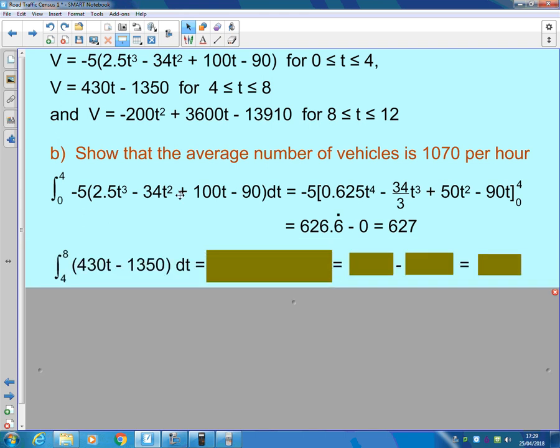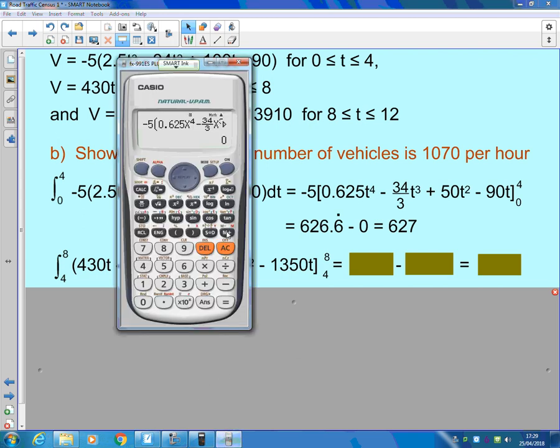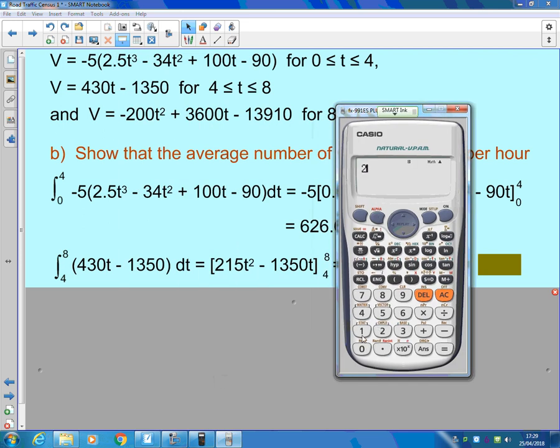Next one. Okay, between 4 and 8. Here's the equation of a line that we worked out on the previous page. So increase the power by 1, so t to the power of 1 goes to t squared, divide by 2, 215, here minus 1350t. So this one's going to be really fast to type in. Let's move it to the side so I can see: 215, okay, and that's x squared minus 1350x.